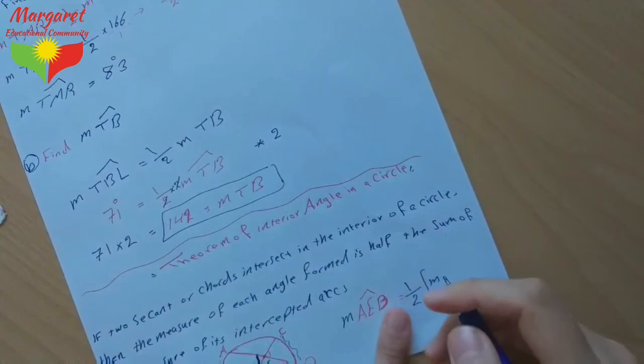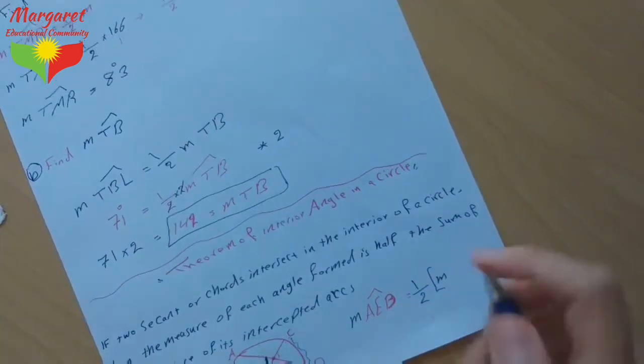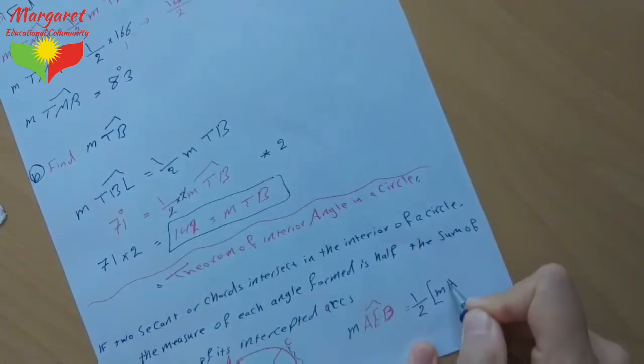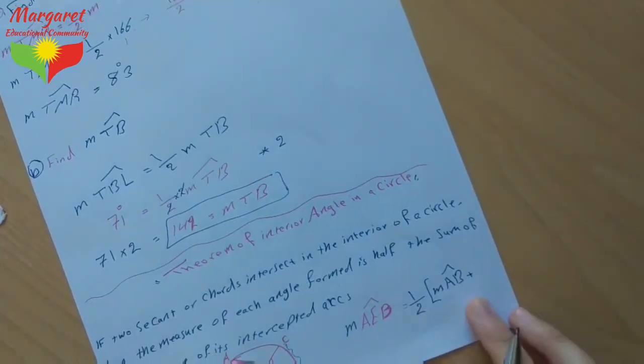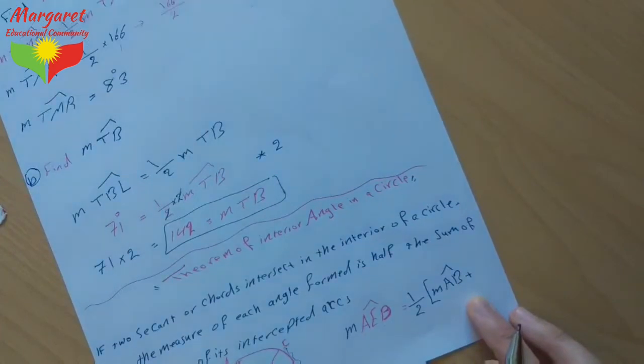The measure, for example, of arc AB plus the sum of the measure of the intercepted arc CD.